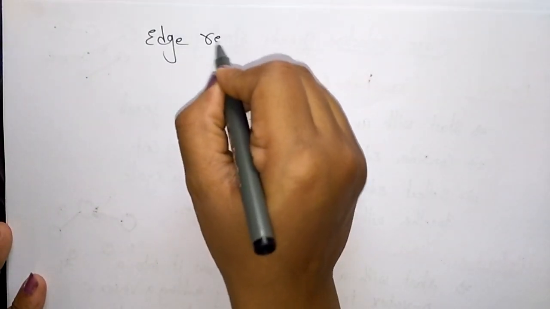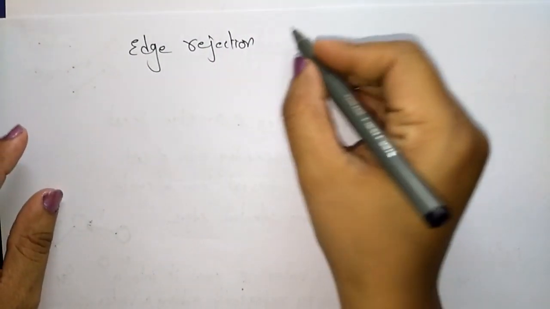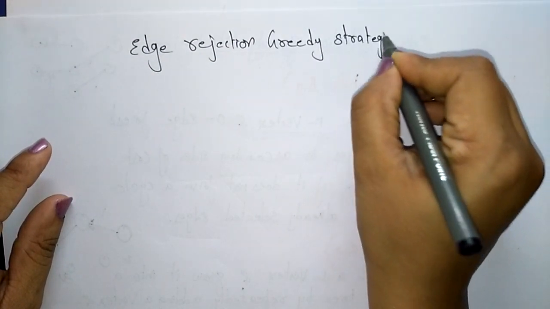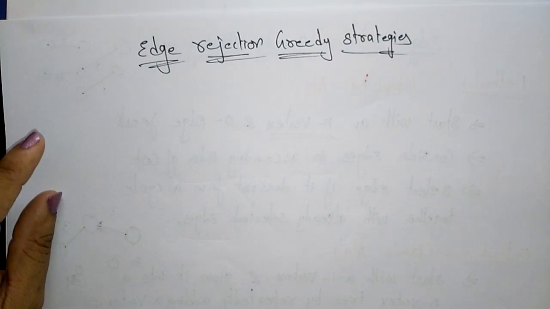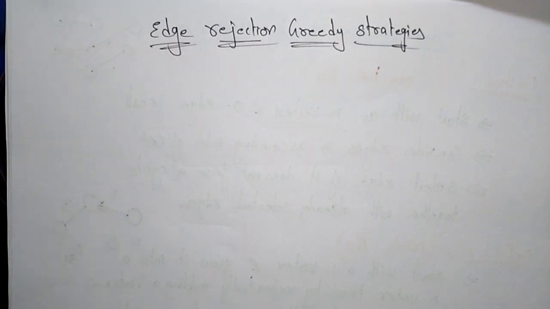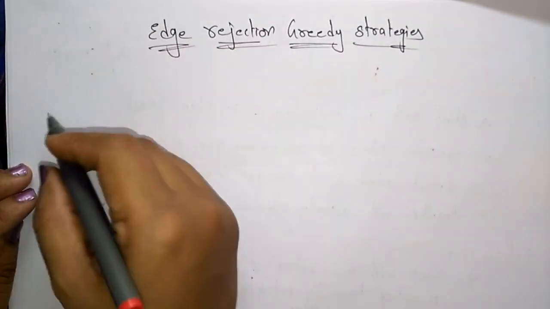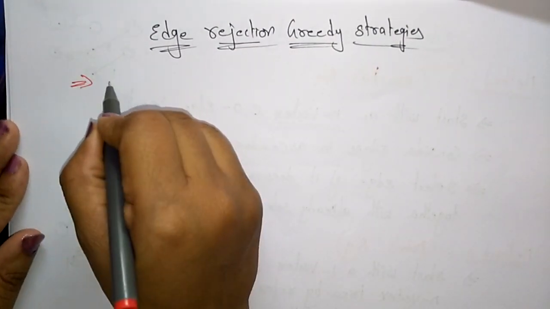Edge rejection. Previously I explained the edge selection greedy strategy. Now let us see the edge rejection greedy strategy. You can make the minimum spanning tree from the given graph: you can select an edge, or you can discard it. In the previous part I just explained edge selection. Now let us see edge rejection, how you will reject, by using Kruskal's algorithm and by using Prim's algorithm.